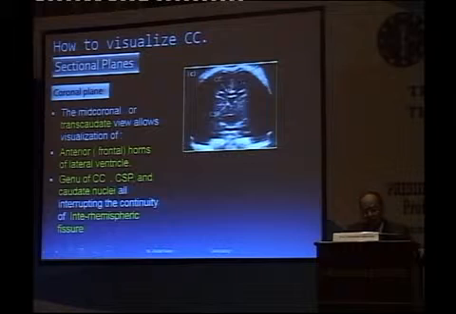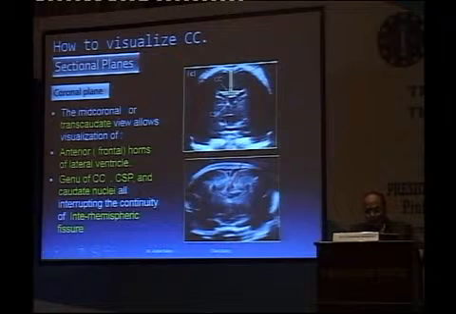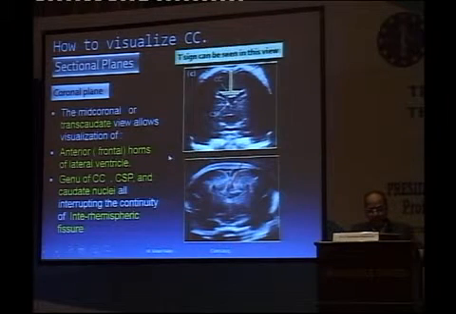This is a mid-coronal view. Here you can see the midline, and this is the genu of the corpus callosum, and this is the anterior horn of the lateral ventricle or the frontal horn, and this is the cavum septum. Look at this image. This is a case of agenesis of the corpus callosum, and you can see here what we call the inverted T sign, reported in the normal corpus callosum, and it is absent here in absence of the corpus callosum.